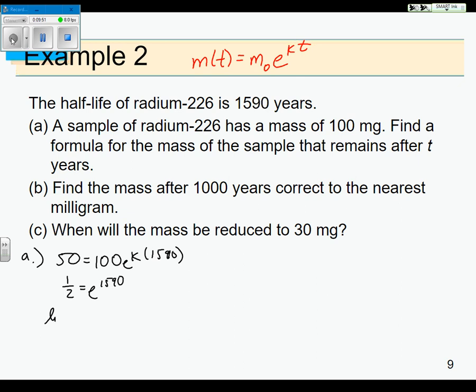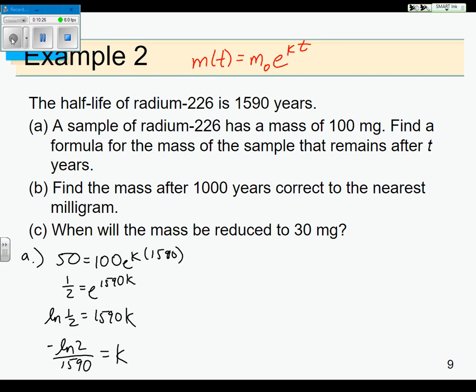Take the natural log of both sides. Left my k off. Not do it again. And then divide both sides. I'm going to get something really small here. The book actually just left it as an exact answer. So natural log of 1 is 0 minus natural log of 2 over this 1,590 equals k. So you're more than welcome to leave it like that.